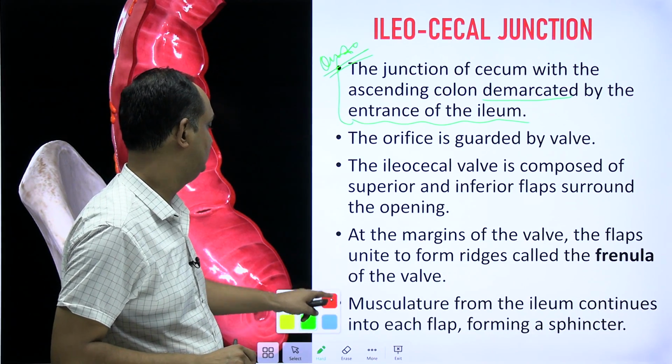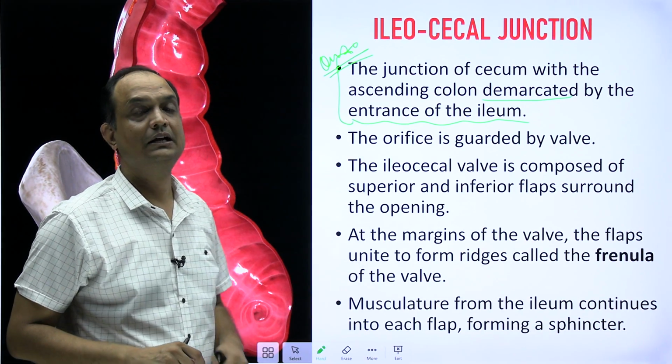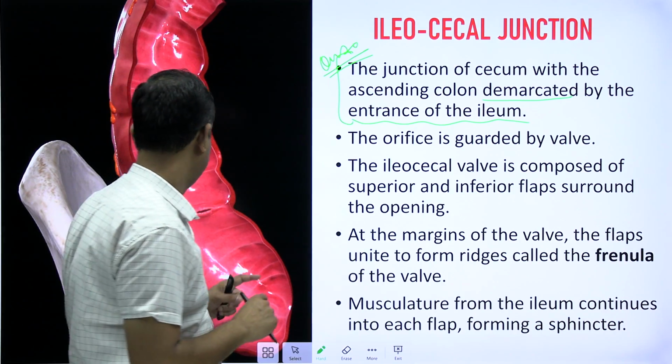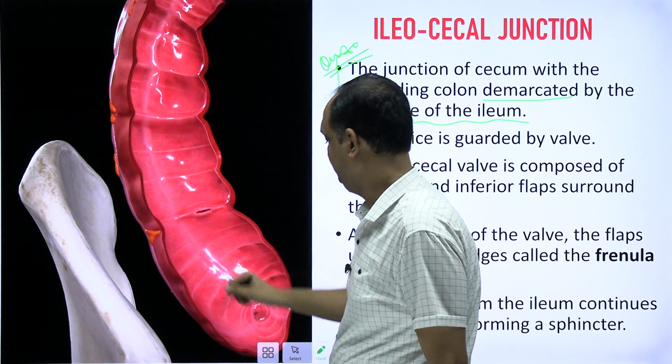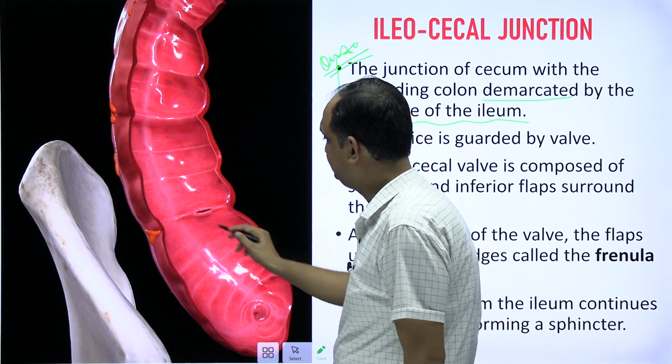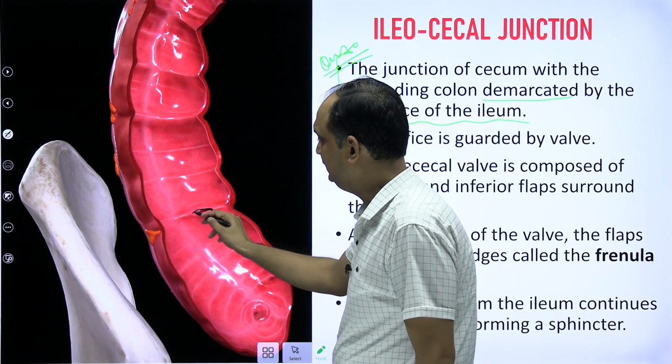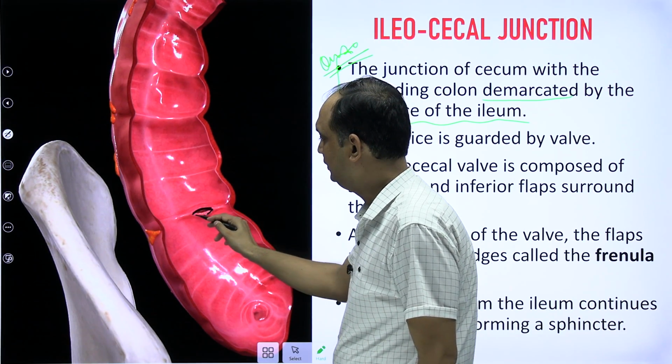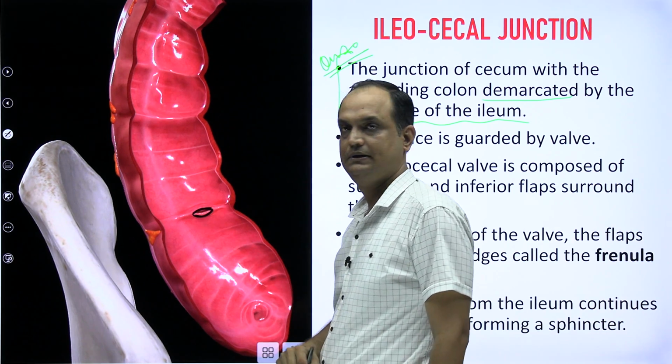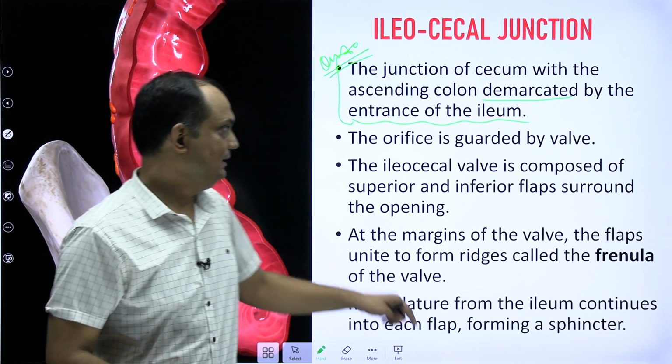Then the next point is that this opening is guarded by two valves. Here you can see there are two horizontally placed valves. This is the upper valve and this is the lower valve, or you can say the flaps. Clear?